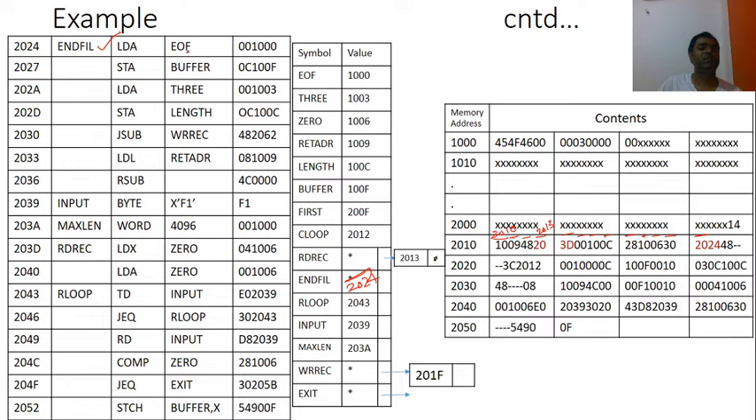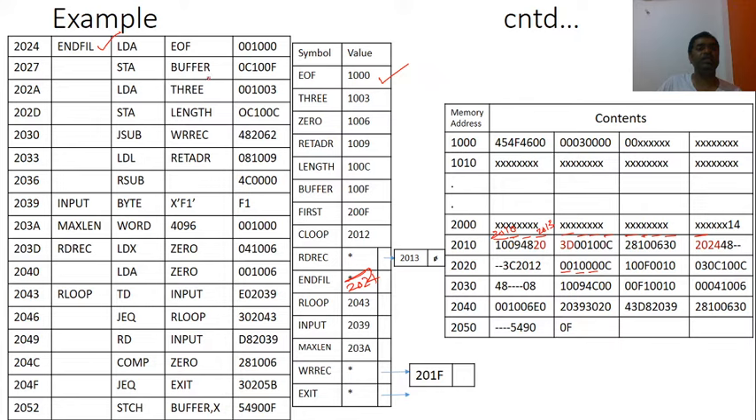Now the instruction is LDA EOF. Just check EOF is present in the symbol table. Yes. What is the value corresponding to EOF? 1000. So I can assemble this instruction, opcode corresponding to LDA 00, giving 001000. It will be loaded directly at address 2024. You can see here at address 2024, 001000 is loaded.